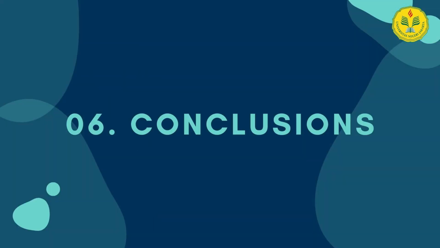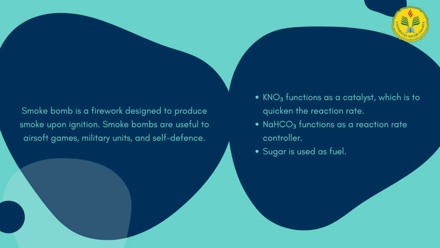Sixth, conclusion. A smoke bomb is a firework designed to produce smoke upon ignition. Smoke bombs are useful for airsoft games, military units, and self-defense. Potassium nitrate functions as a catalyst, which is to quicken the reaction rate. Sodium bicarbonate functions as a reaction rate controller, and sugar is used as fuel.